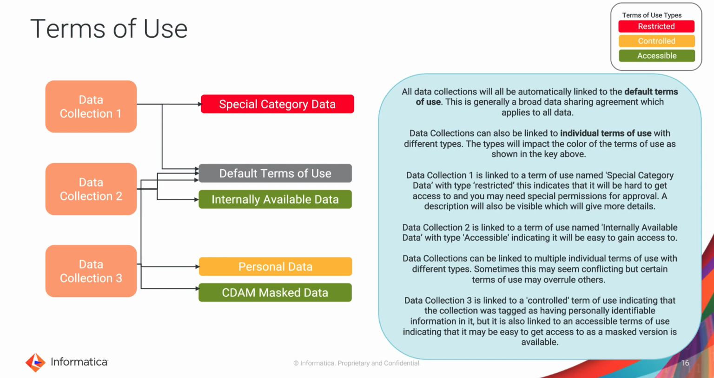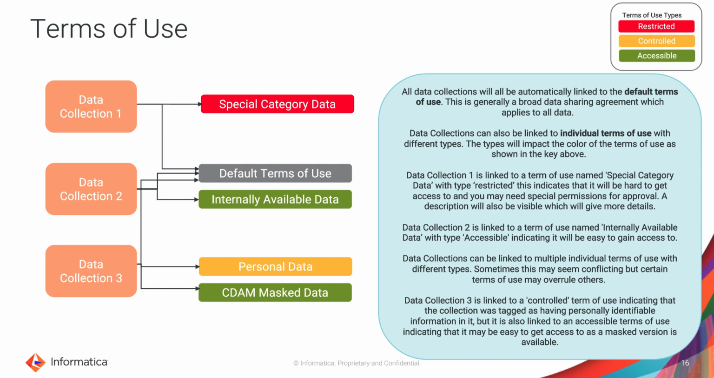Now, in my second data collection, I've given an example of data that's really broadly available. It's going to be available to everyone in the organization. So it's given terms of use with a type of accessible, and the name of that terms of use is internally available data. This will also have a description with it to explain that in a bit more detail, but basically just saying that anyone in the organization will be able to access it with ease. So there's probably not going to be any real restrictions or approvals required.